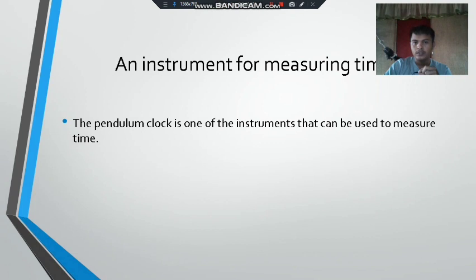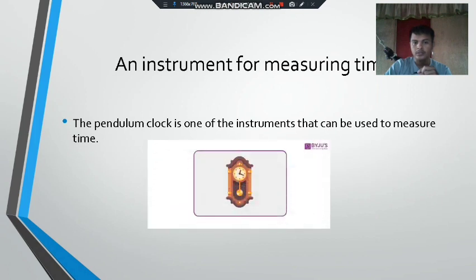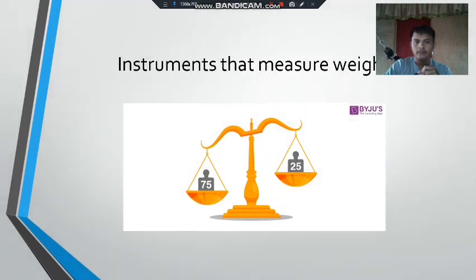An instrument for measuring time. The pendulum clock is one of the instruments that can be used to measure time. This is the picture. Instruments that measure weight.